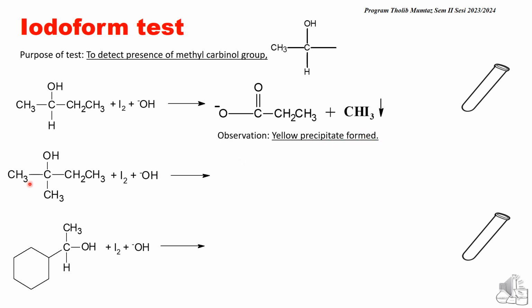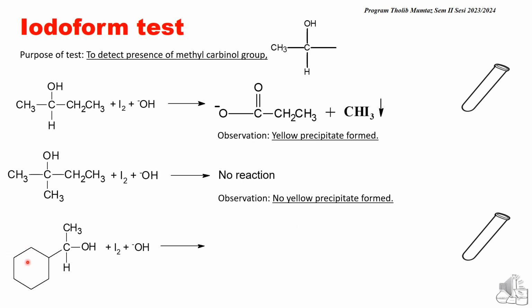Next structure, you are given another alcohol, but this time, this alcohol only has one methyl. It doesn't have hydrogen attached to the alpha. So methyl carbinol must have one methyl and one hydrogen attached to the alpha. So when there is no hydrogen, this is not methyl carbinol group. So it will have negative result with iodoform test. No reaction should be observed as no yellow precipitate formed.